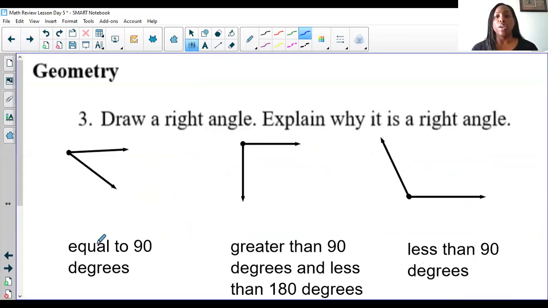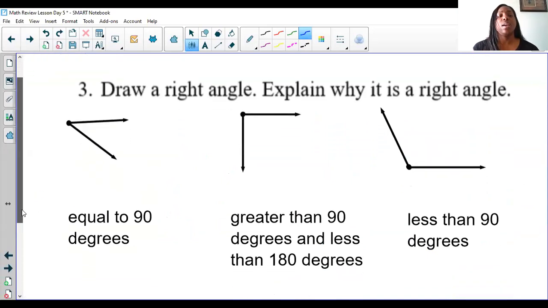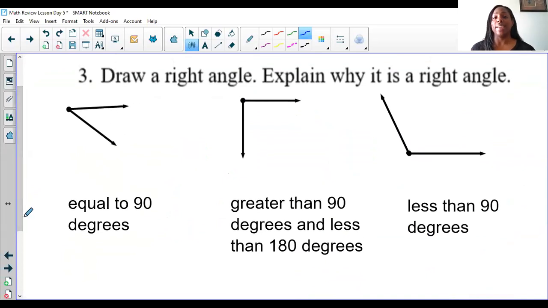Geometry, draw a right angle. Now, as you see, your page does not have this. What I have done is I have gone ahead and taken the liberty of drawing the different angles that we've learned about. We've learned about 3 different angles, 4 if you think about a straight line, but we're not going to be talking about a line today. We're going to be talking about the 3 different angles that we mainly need to know: an acute angle, a right angle, and an obtuse angle.